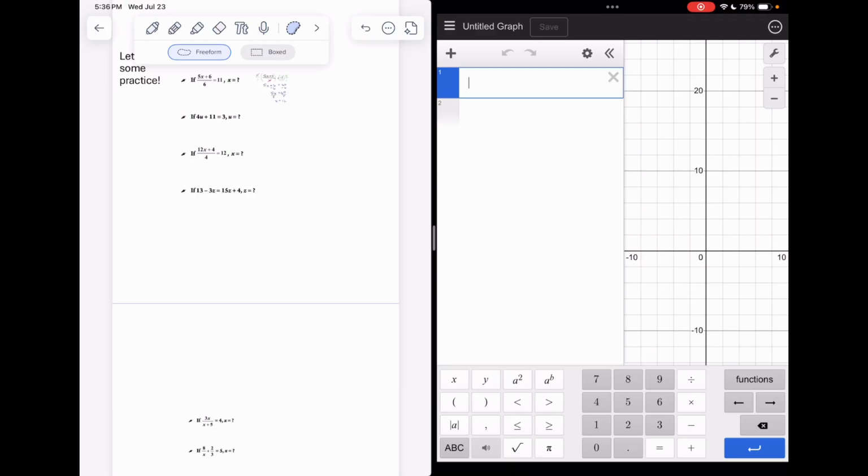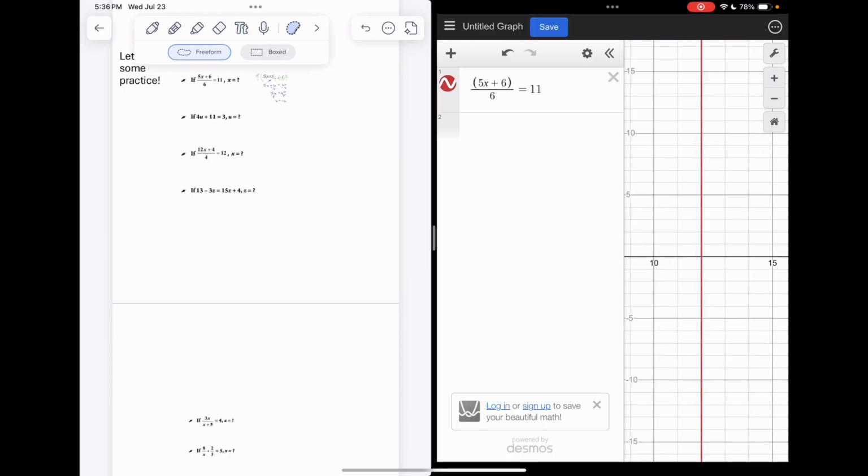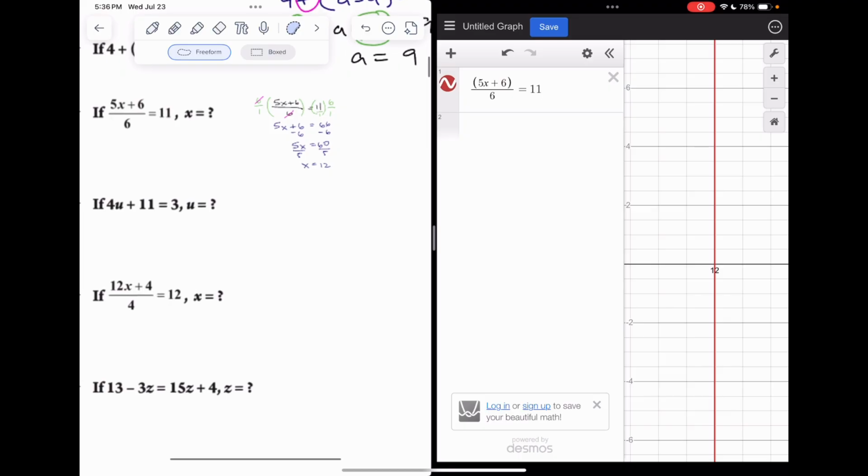So we're going to do 5x plus 6. If you forget to enter the parentheses at the beginning, you can always enter it at the end, just like I did. Divided by 6, use your little right arrow to go out of there, equals 11. And when we look at our graph, do you see that little red line? Where did it pop up? It popped up at 12, which is exactly the answer that we got when we did it algebraically.